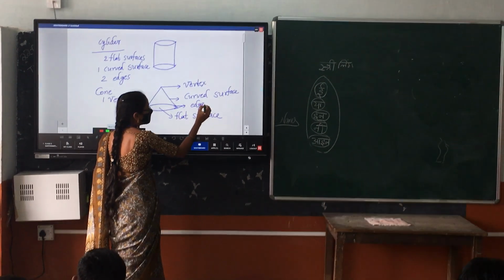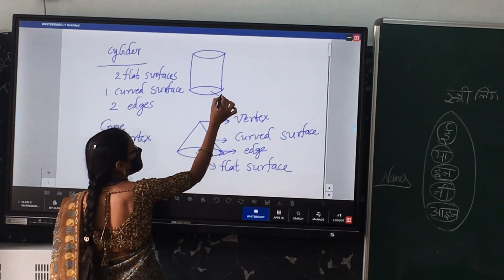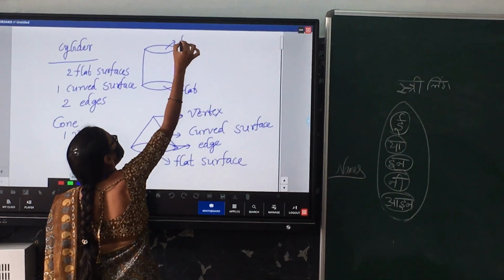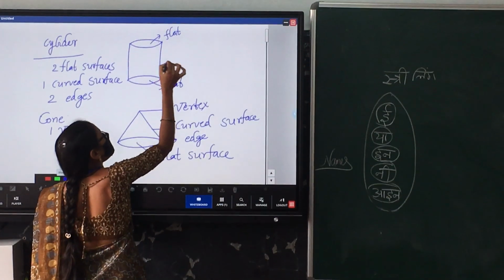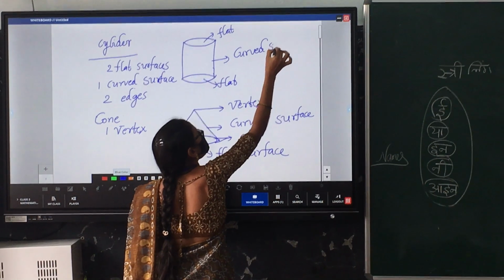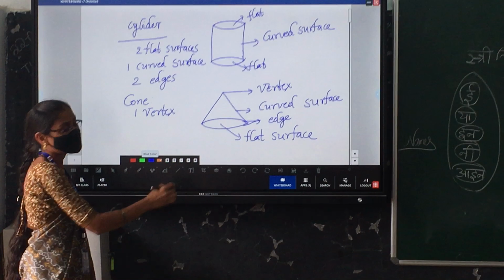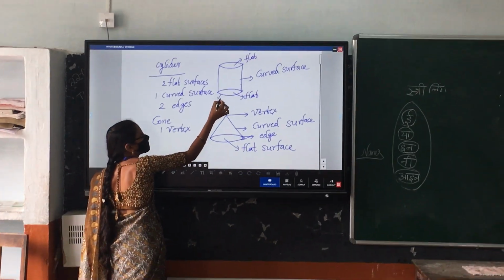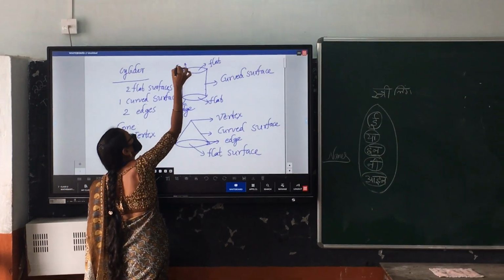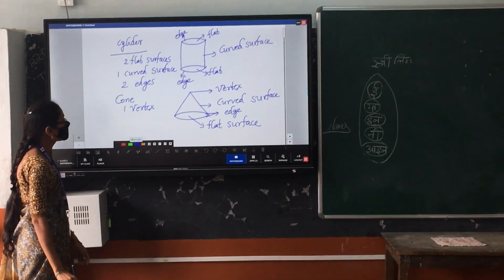If you see, this one and this one are flat surfaces. This one is a curved surface. And this is an edge, and this one also an edge. Okay, no vertices, no corners.